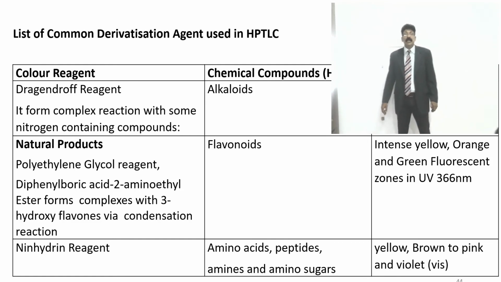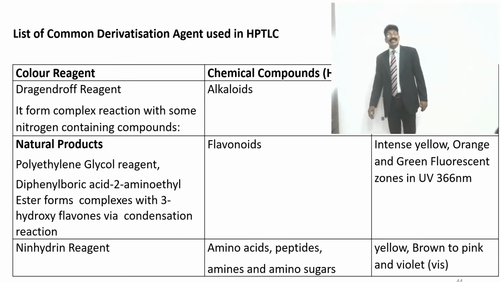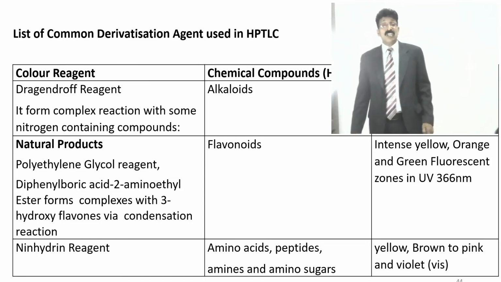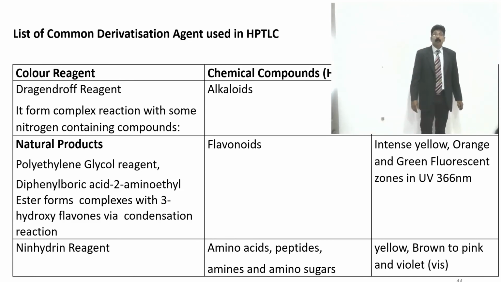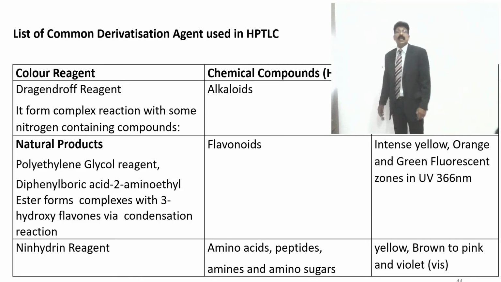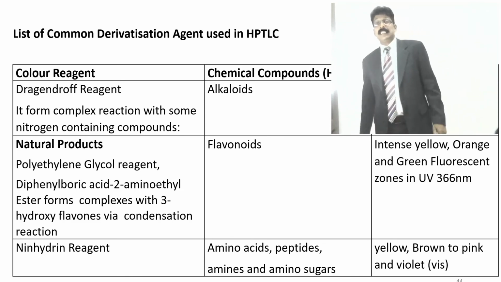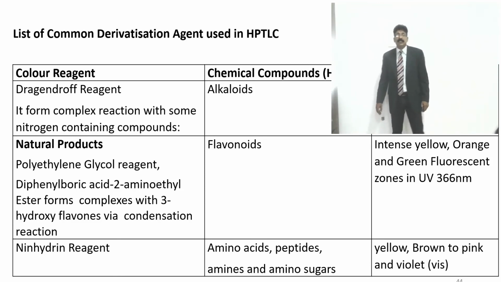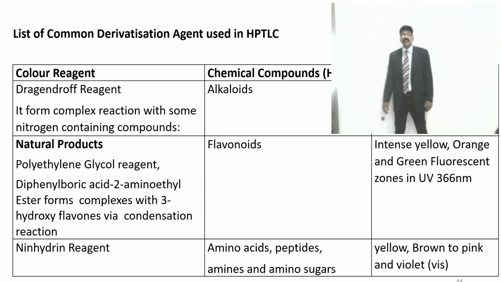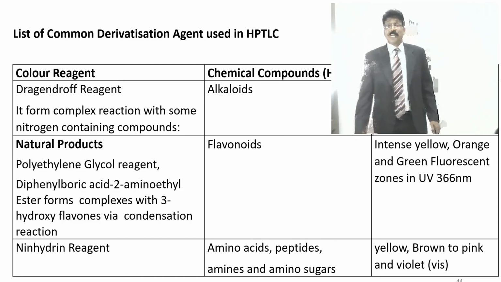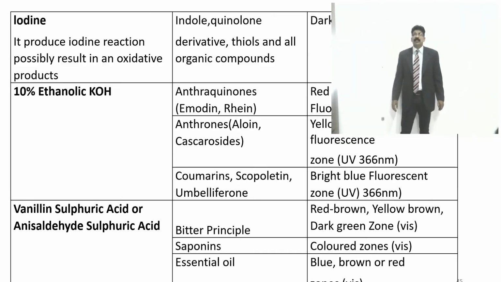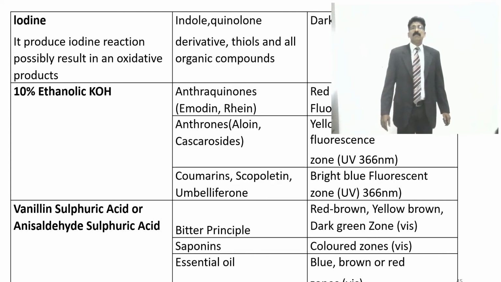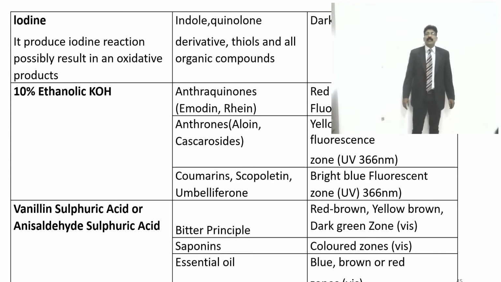And diphenylboric acid 2-aminoethyl ester forms a complex with 3-hydroxyflavone. When you have a flavone, in the condensation reaction, when you add polyethylene glycol, it gives the natural products reagent, which also gives a very good yellow-orange color. Ninhydrin can be used for amino acids, peptides, amines and amino sugars, where yellow, brown and pink-violet colors can usually be seen in the visible region. It's possible. And an iodine chamber can also be used. Dark brown iodine spots can be seen for indoles, quinoline derivatives, thiols and all organic compounds.